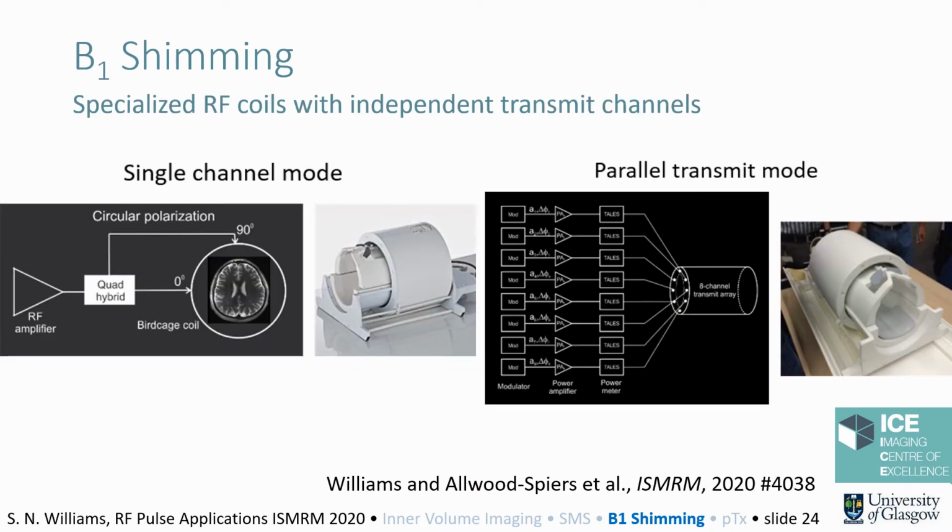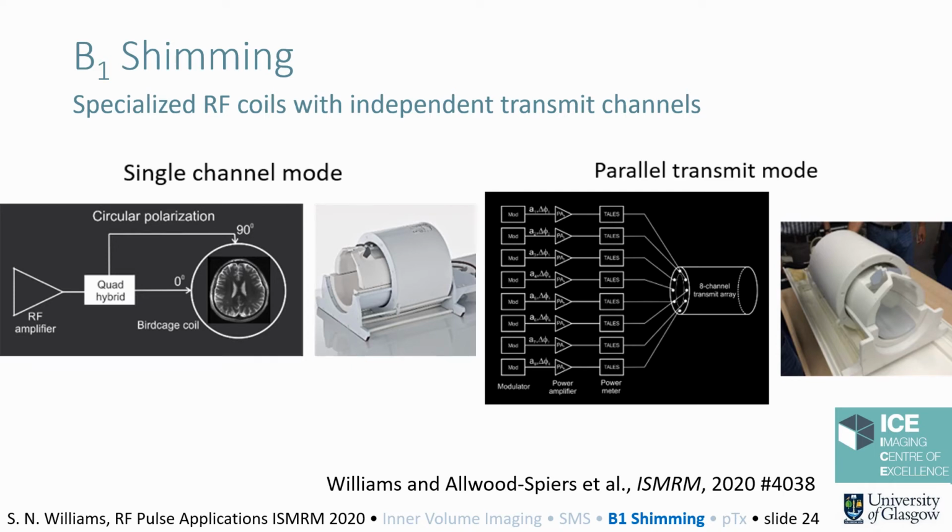Before we can begin to discuss B1 shimming for B1 inhomogeneity mitigation, we must discuss the hardware differences required. B1 shimming and its more sophisticated counterpart, pTx, both require specialized coils with independent parallel transmit channels. Unlike conventional single transmit MRI, where a single RF waveform is played out in quadrature using a birdcage coil, parallel transmit coils deliver individual RF weights or waveforms through independent transmit channels.